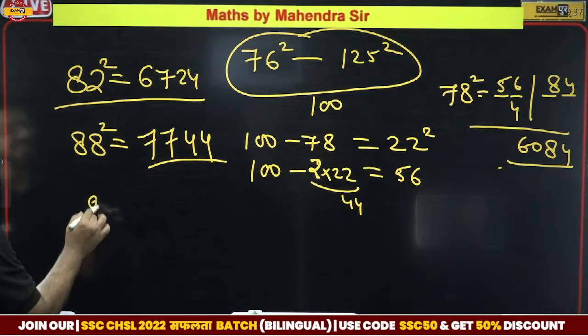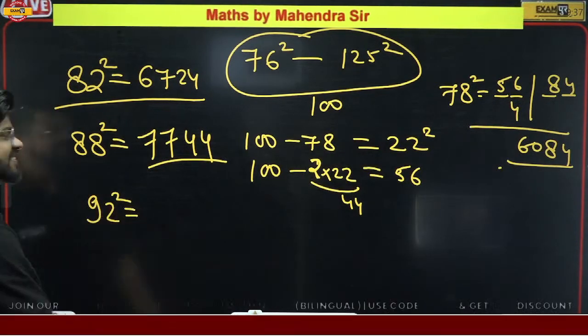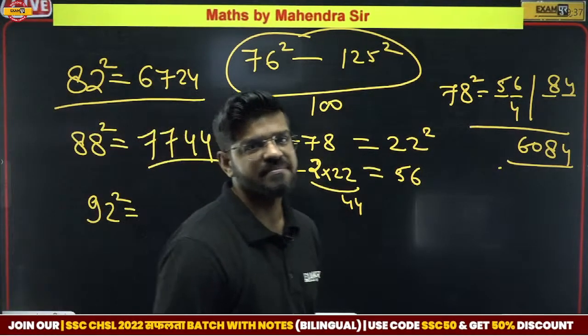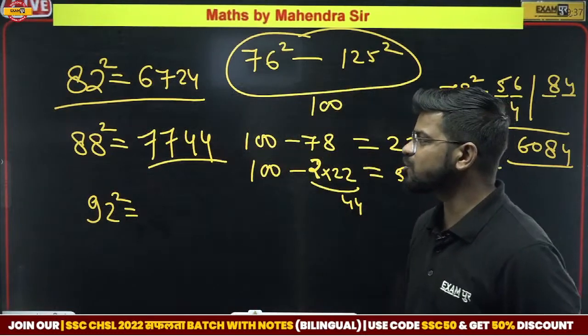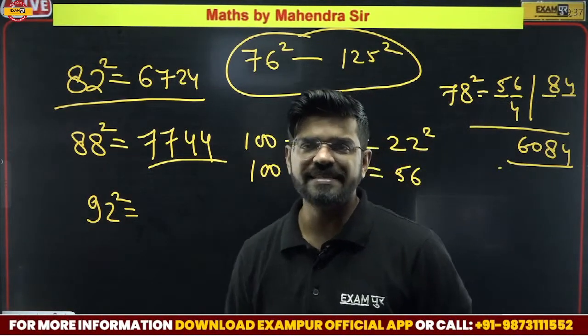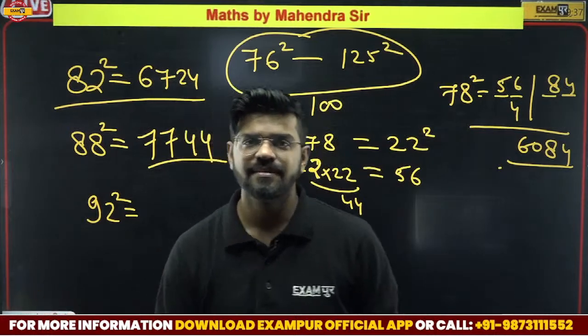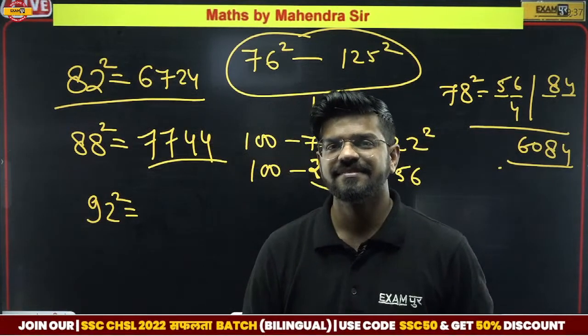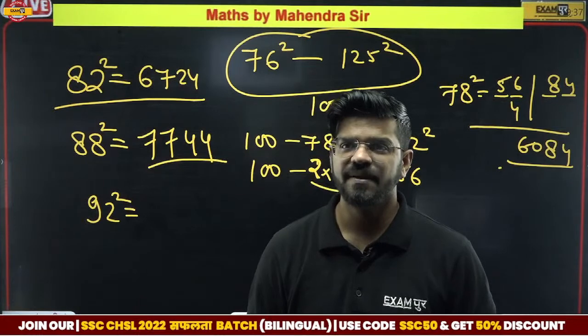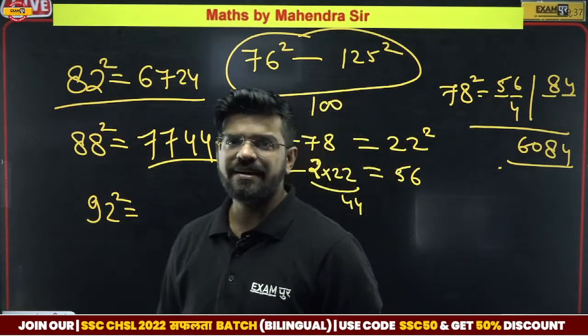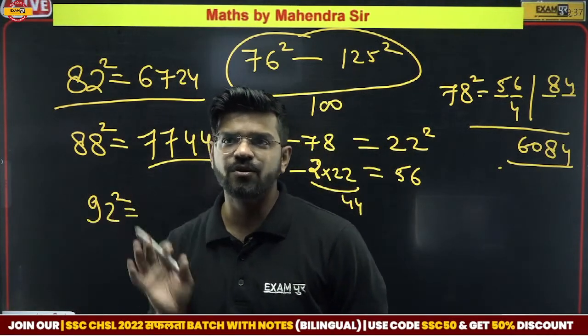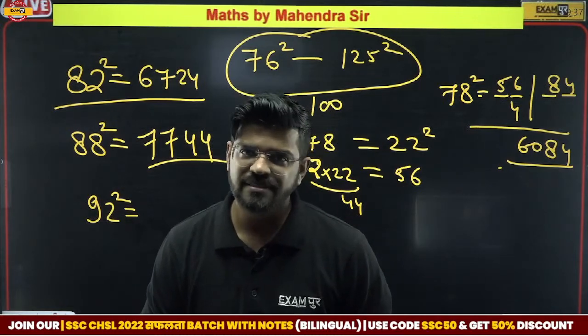Okay, so tell me 92 square. This one is simple. 92 square is simple because you can easily say that it is 8 less than 100, right? So it is 8 less than 100. That means my last two digits are 64.